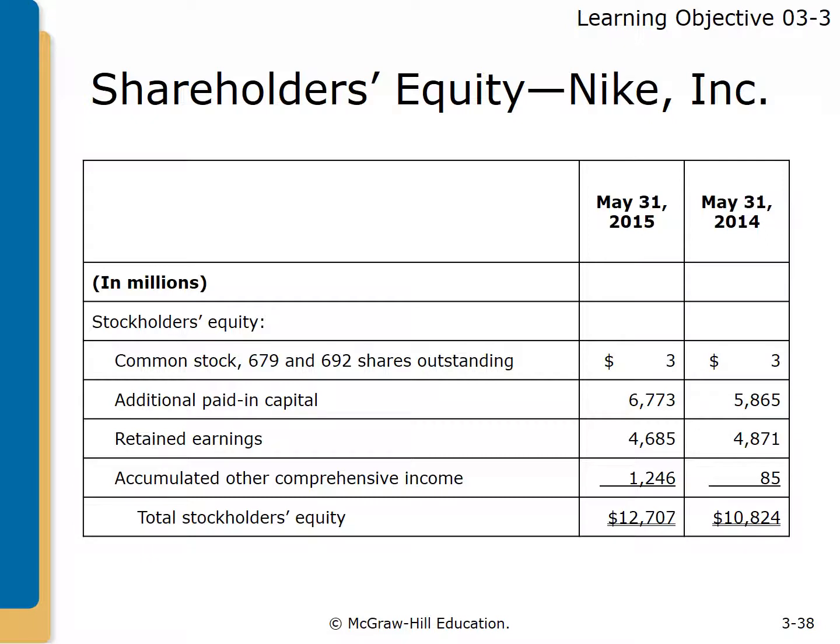So here is Nike's. So they had common stock and additional paid-in capital. That is their paid-in capital section. Then retained earnings, and they have AOCI, accumulated other comprehensive income. Remember, these are items that are not included on the income statement, but change equity. And they aren't from the owner. You know, there's not money coming from the owner or being taken out from the owner.